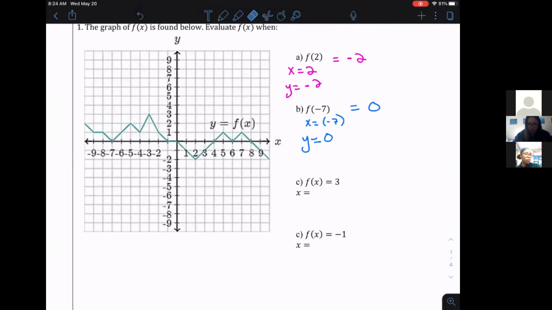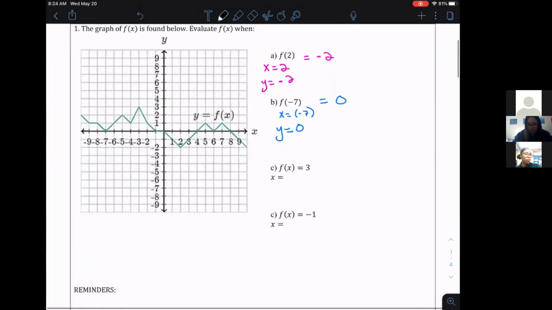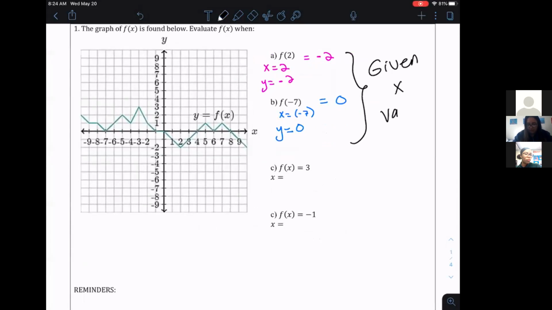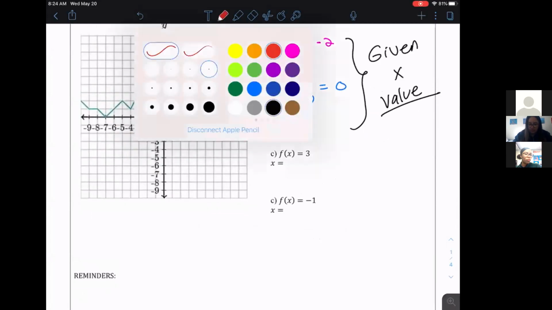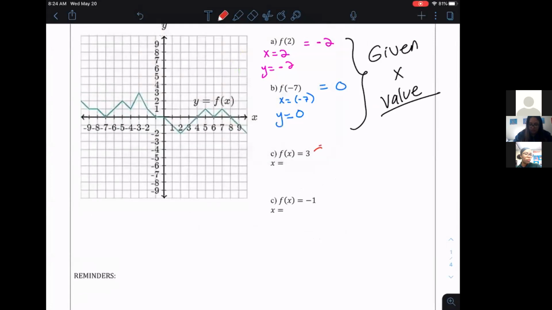All right, so for A and B were similar because we were given the x value. And C and D look very different. So in C, this is the y value. So I'm told that f of x is 3. So I know the y value is 3. That's given to me.